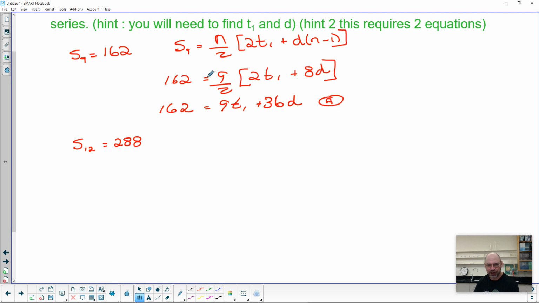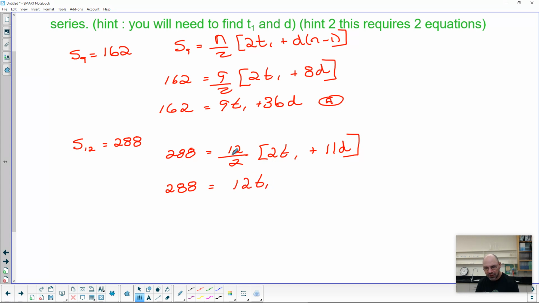Okay, so I'm going to just go straight into writing it like this, and I'll use this as my guideline. So S12 is 288, and that's going to equal 12 over 2 times 2 T1s plus D times 12 minus 1. 12 minus 1 is 11, so that's going to be 11D. Okay, and then we're going to do a little bit of simplification here. This one's easier because this becomes a 6. So this would be 288 is equal to 6 times 2, which would give us 12 T1s.